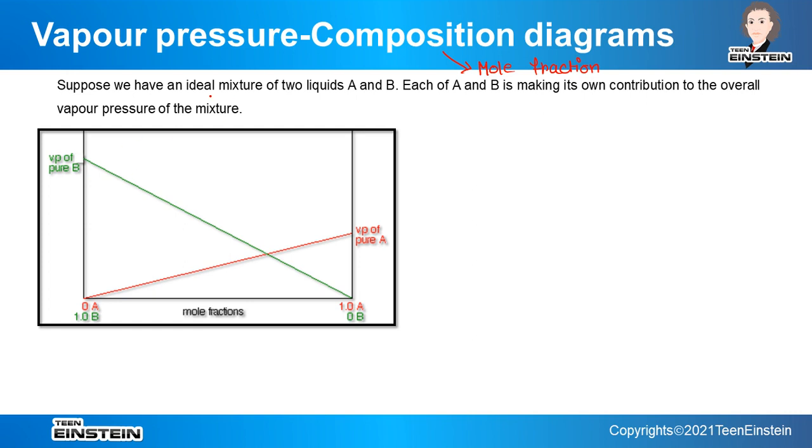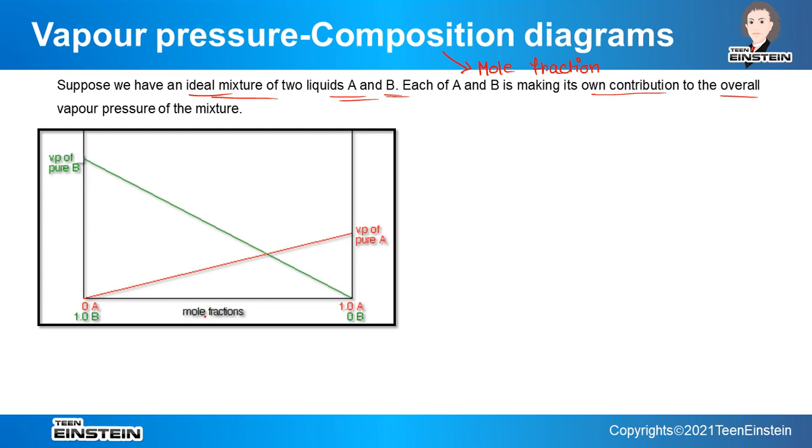Suppose we have an ideal mixture of two liquids, A and B. This term ideal mixture is important because we will also see what a non-ideal mixture is. Some solutions may act as ideal solutions, some as non-ideal solutions. We'll come to non-ideal solutions later, but remember the discussion we are doing now is for an ideal mixture. Here we have an ideal mixture of A and B, a binary system. Each of A and B is making its own contribution to the overall vapor pressure of the mixture. Overall vapor pressure means total vapor pressure, PT.